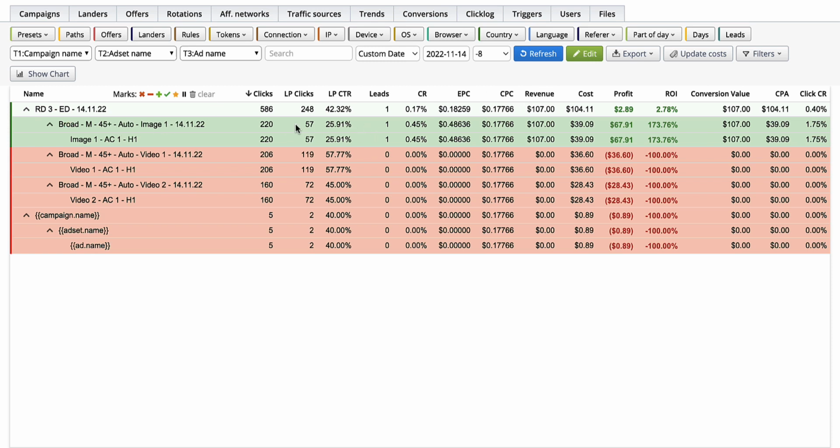One did manage to get a sale, which was image one. Obviously, one sale, we don't take any notice of that. It could just be a complete fluke. We want to see a significant amount of data to be able to judge whether this is going to be a good creative.